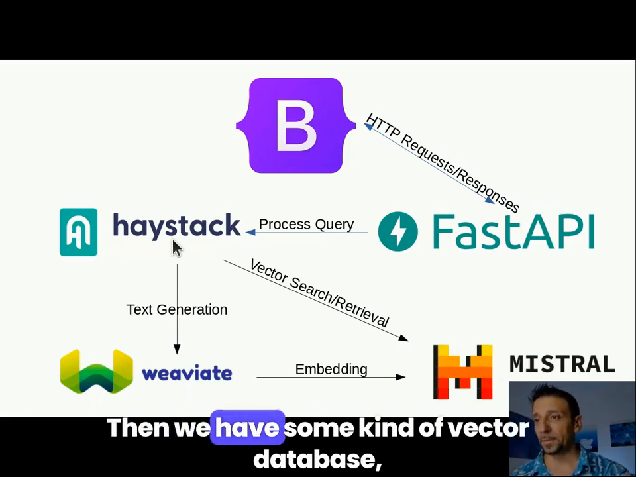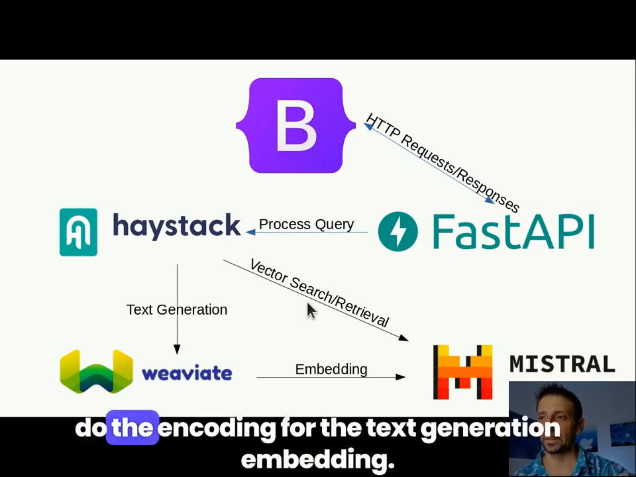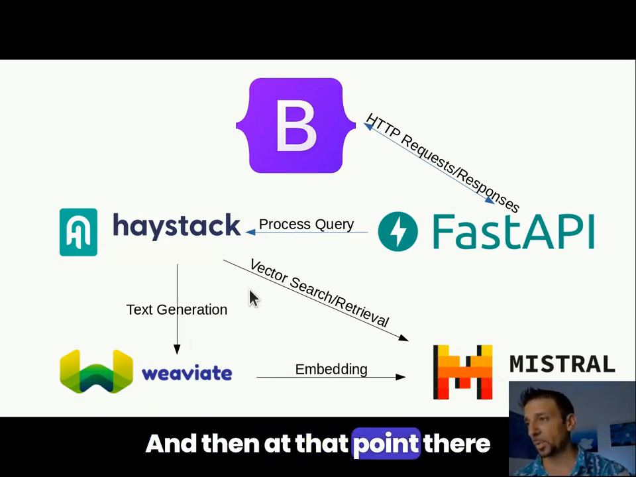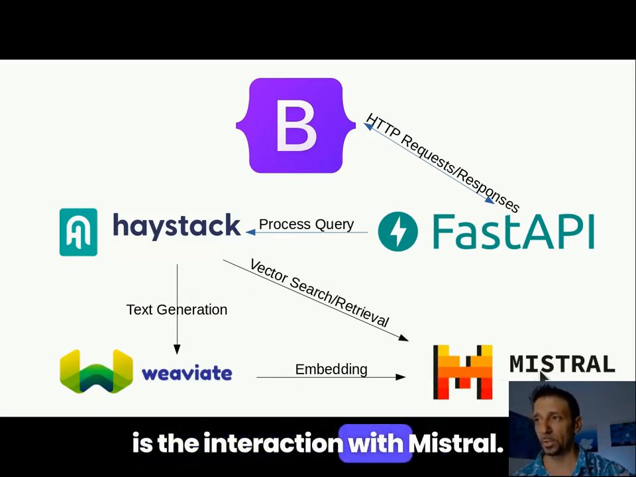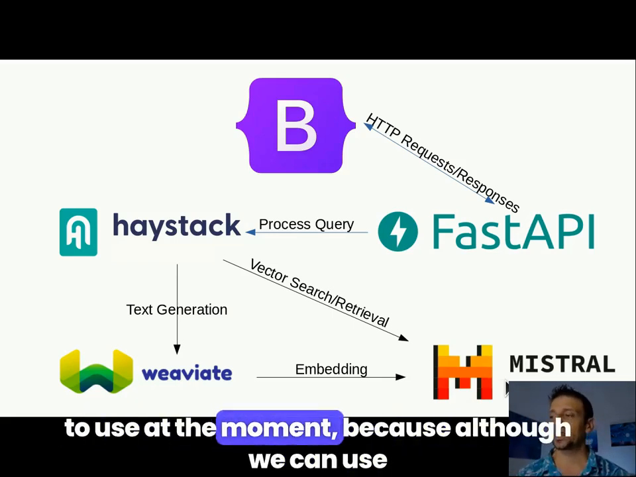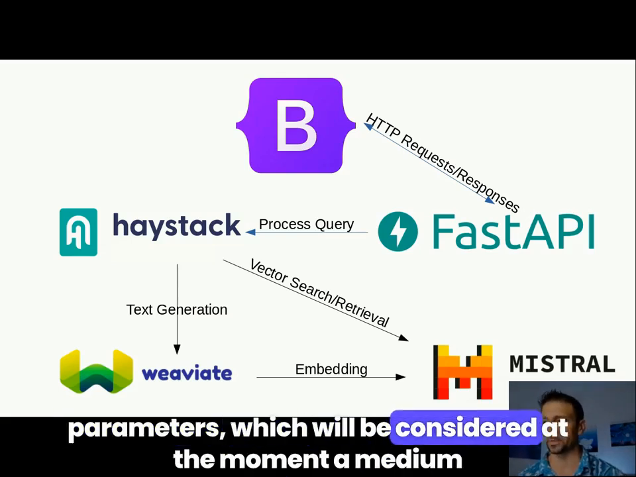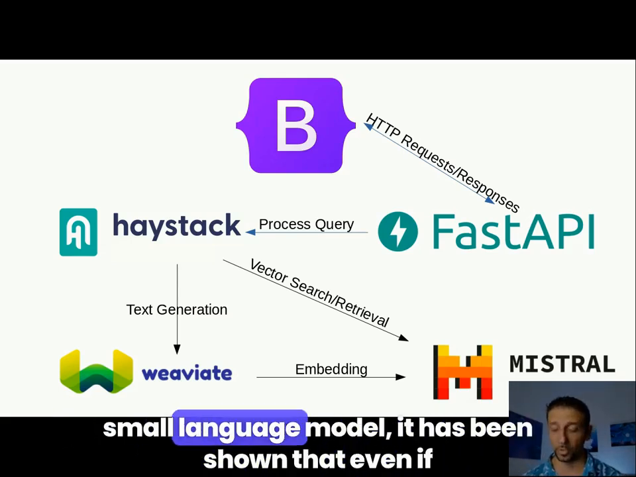Then we have some kind of vector database, where we do the encoding for the text generation, the embedding, and then at that point there is the interaction with Mistral. Mistral is one model I would like to use at the moment, because we can use a version of it with 7 billion parameters, which would be considered at the moment a medium-small language model.